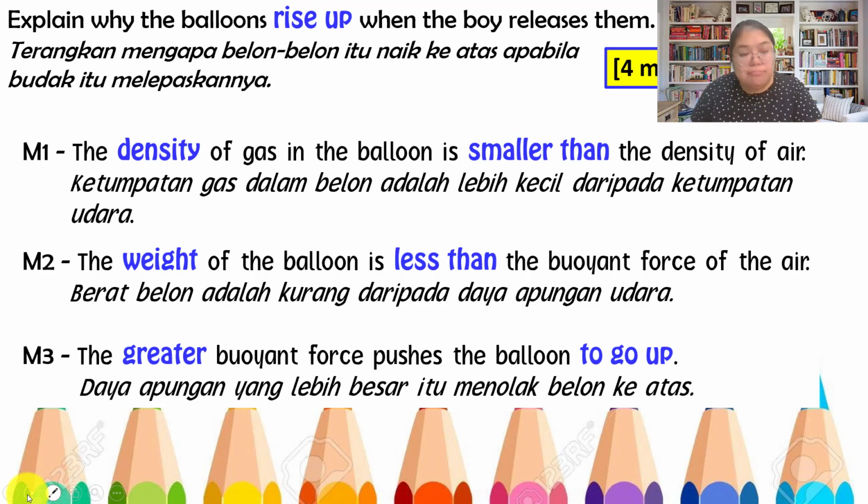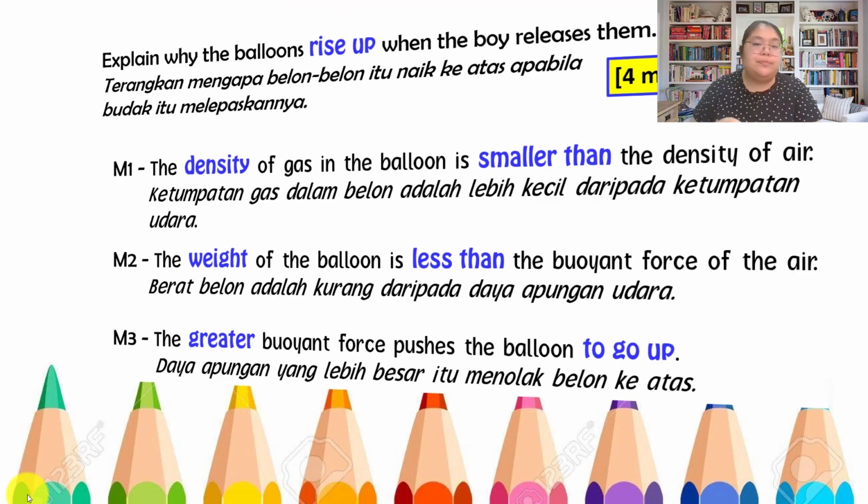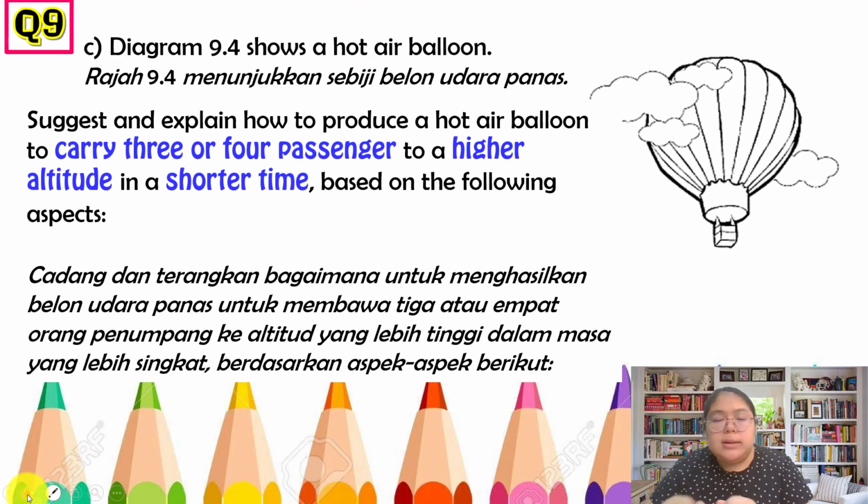This one is a 10 marks question. Okay, let's see it. A 10 marks question sure is longer in explanation. Let's see what they want first. Diagram 9.4 shows a hot air balloon. Suggest and also explain how to produce a hot air balloon to carry 3 or 4 passengers. So that means you need to carry more passengers, go to a higher altitude, and also in a shorter time.